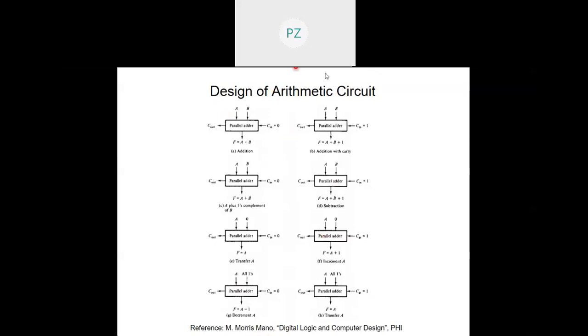So we will stop here for today. Just try to absorb all the different combinations that we have seen in the parallel adder and the resulting arithmetic functions out of it, and we will continue with the design of the arithmetic circuit from here on in the next lecture. Thank you very much.